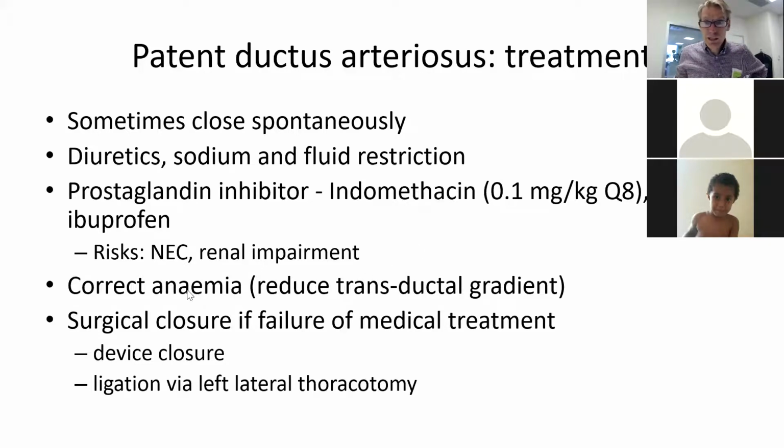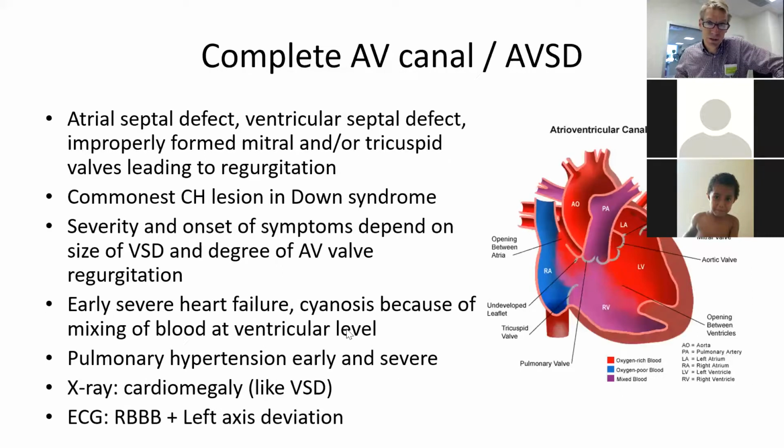Okay, you can help the duct close sometimes by having the baby on diuretics and making sure they're not fluid overloaded, because if they're fluid overloaded, their duct won't close. You can also correct anemia in those babies, and that can help the duct close. So having them fluid restricted can help the duct close, and if that fails, then they need surgical closure.